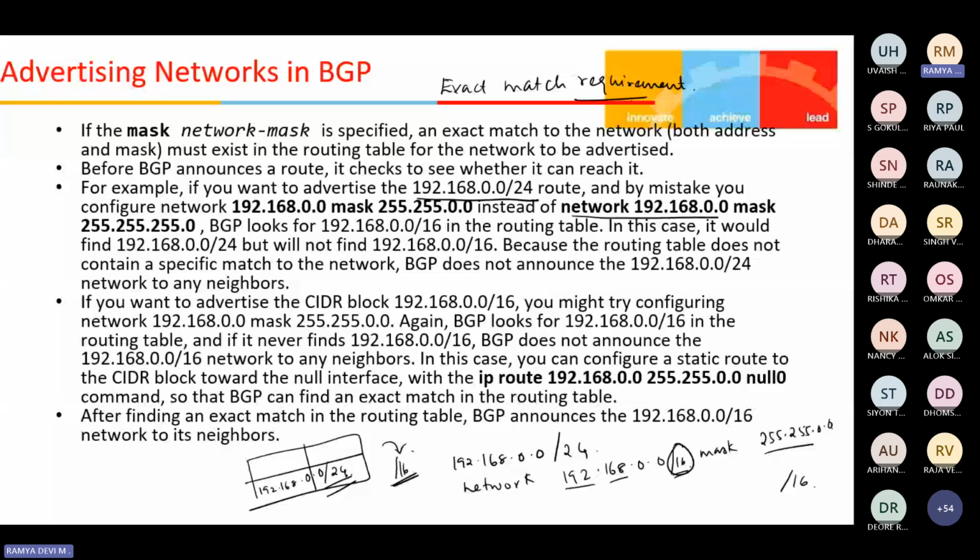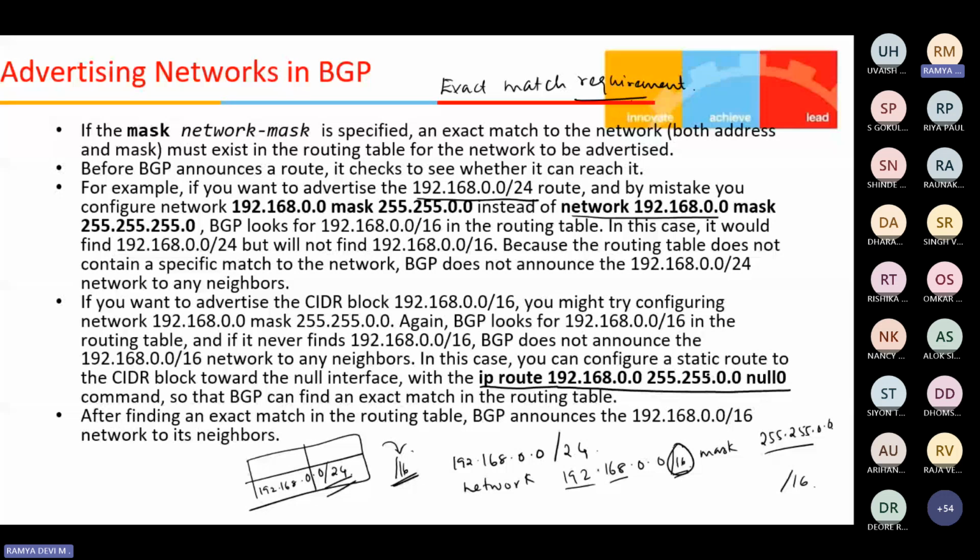In order to solve this problem, you can configure a static route to null. For that you have to use ip route 192.168.0.0, and the mask, then Null 0. So this will create an exact /16 entry in the routing table. Then BGP can recognize it and advertise it to the neighbors.